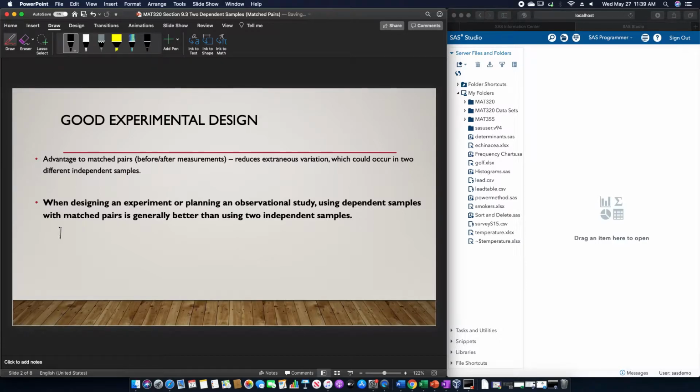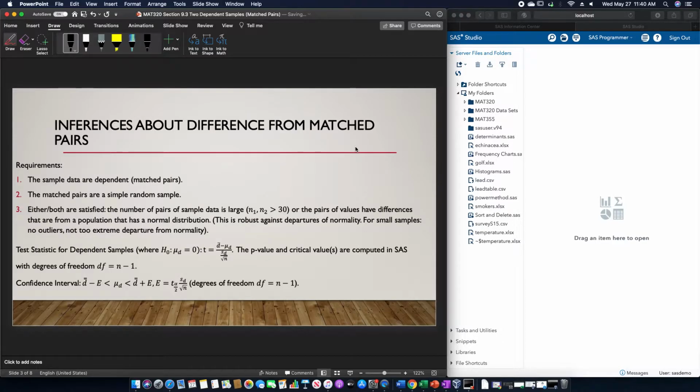So this tries to reduce any of those lurking variables, along with other variables that might impact the study as well. But anyway, the inference about the difference from matched pairs, we have the natural requirements.